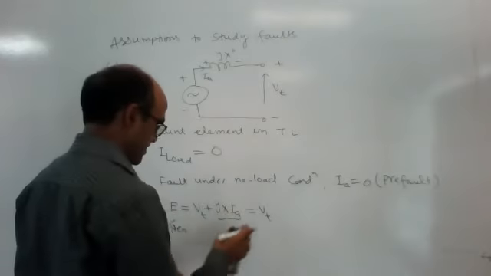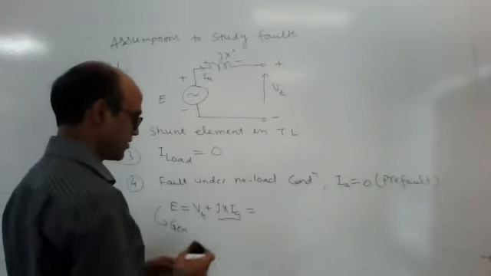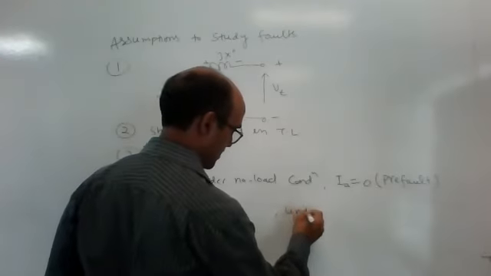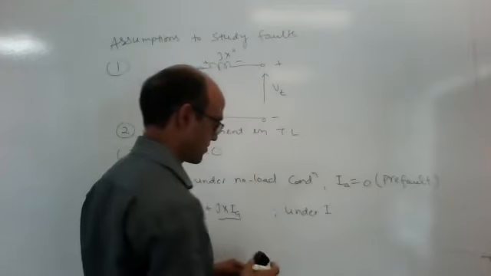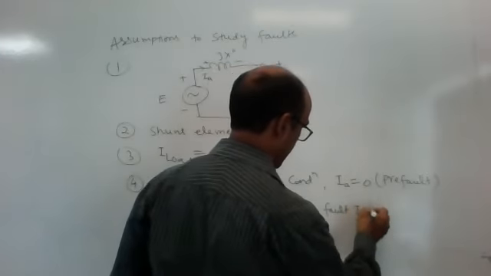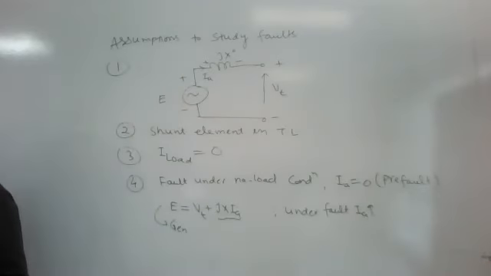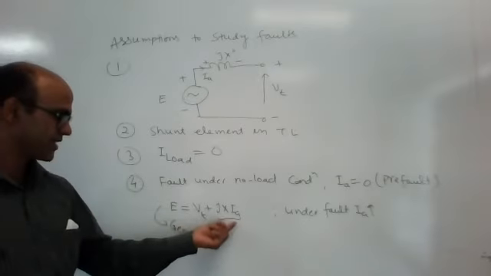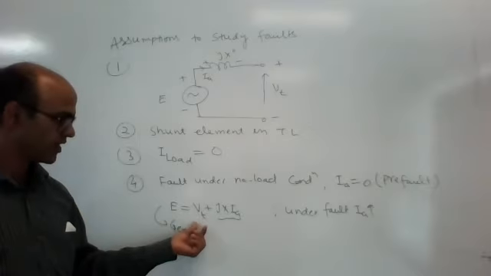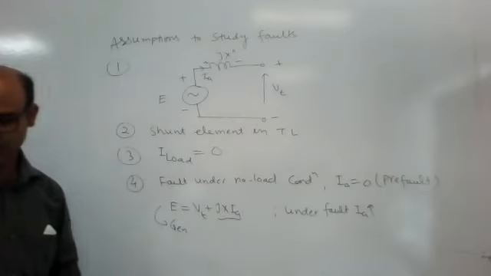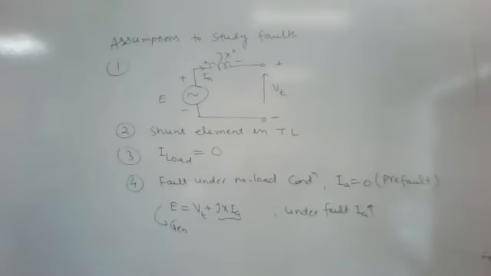In case of generator, if there is a fault, then current IA will increase under fault. This E is constant because generator voltage is constant. So if IA increases, then VT will decrease, or we can say if IA decreases, then VT will increase. These conditions we will analyze in fault.